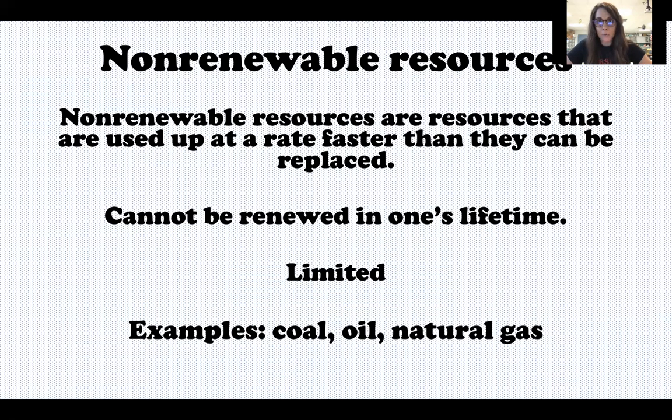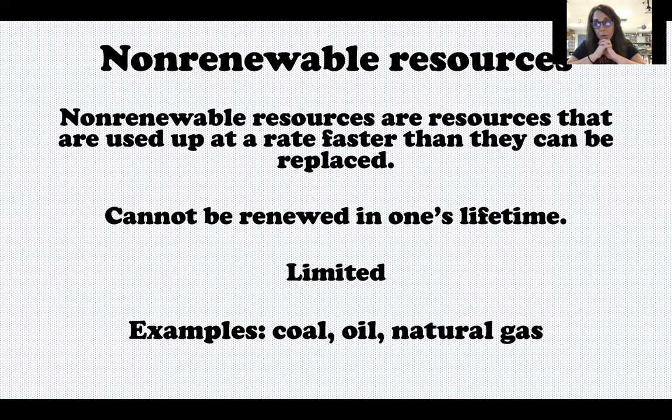When plants and animals died and sank to the bottom of a swamp or an ocean or another body of water, over many, many, many years, they were covered by layers of sediment, which are pieces of rock or sand. And over many years, these layers pushing down squeezed all of the water out of the plants and animals that were once living. And we are left with coal, oil, and natural gas. They are found way down deep below the surface of the earth.